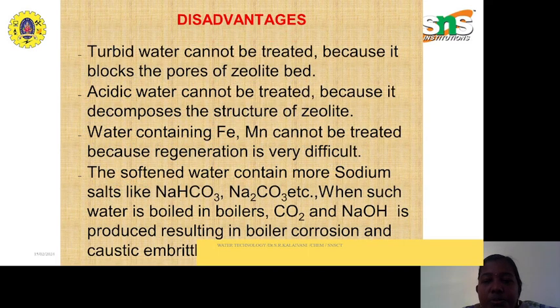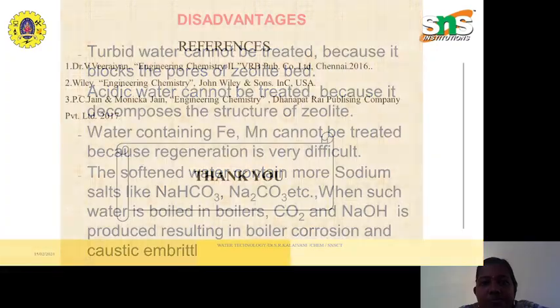Then disadvantages of this method. Turbid water cannot be treated because it blocks the pores of the zeolite bed, because the synthetic form of zeolite contains a pore structure. Second disadvantage, acidic water cannot be treated because it decomposes the structure of the zeolite. Then water containing ferrous and manganese also cannot be treated because the regeneration process is very difficult. So in this process, only water that contains sodium ions but no calcium and magnesium ions is obtained. Thank you.